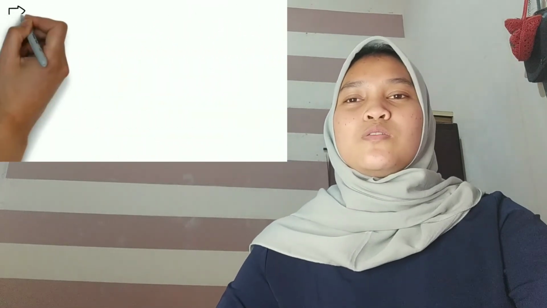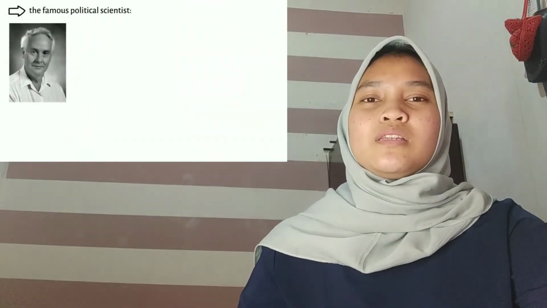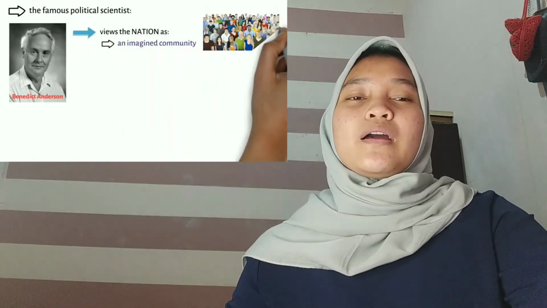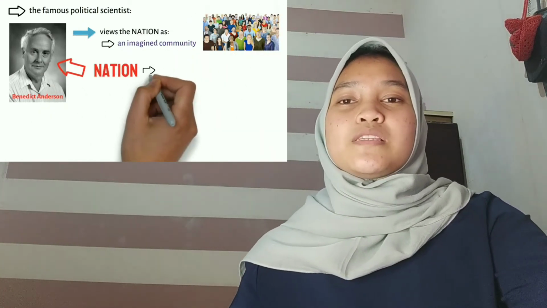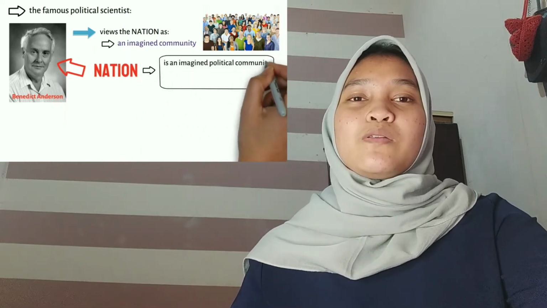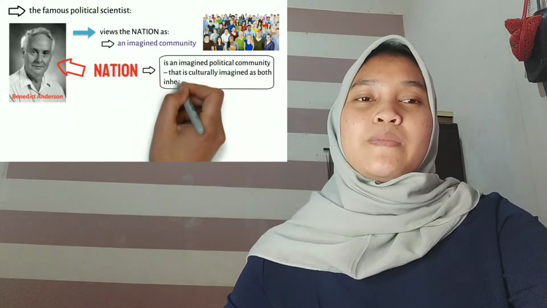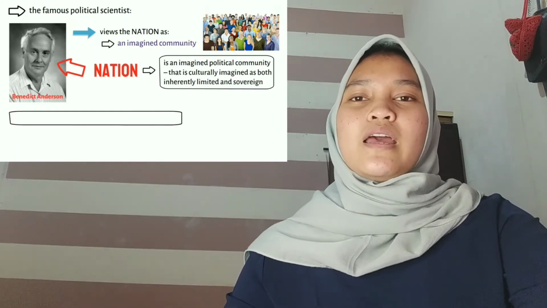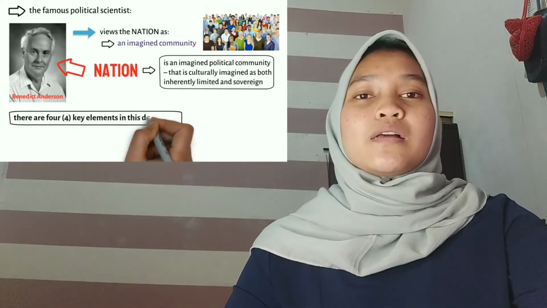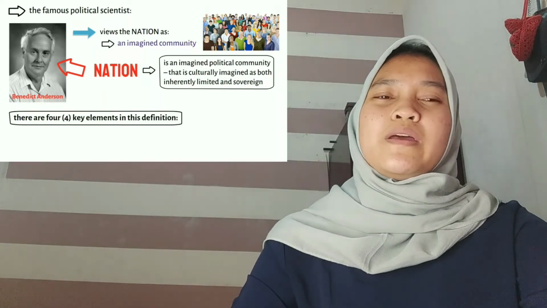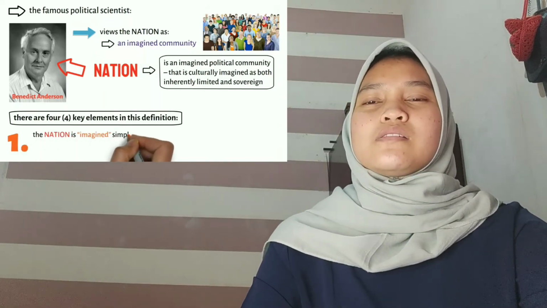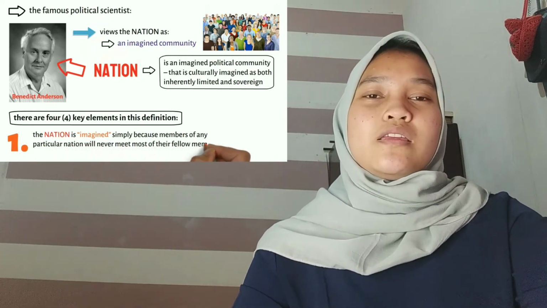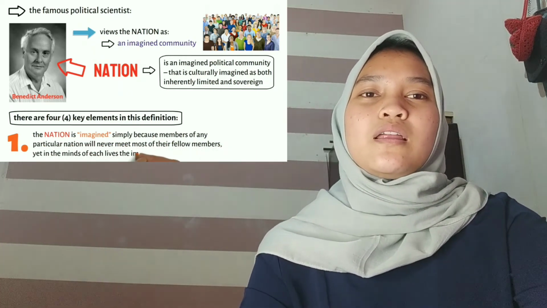Later on, the famous political scientist, Benedict Anderson, views the nation as an imagined community. For Anderson, the nation is an imagined political community that is culturally imagined as both inherently limited and sovereign. As we can see, there are four key elements in this definition. First, the nation is imagined simply because members of any particular nation will never meet most of their fellow members, yet in the minds of each lives the image of their communion.